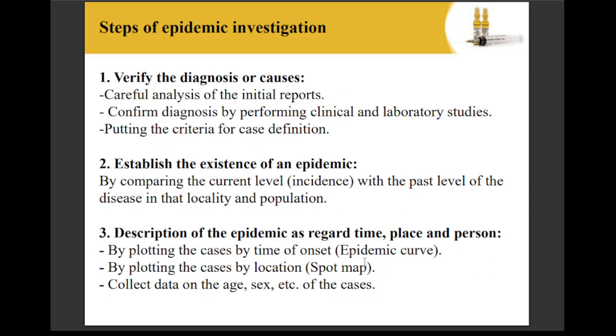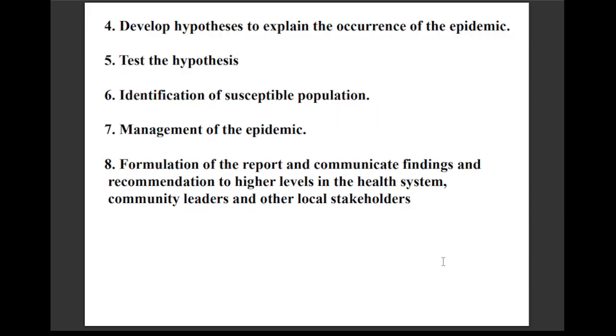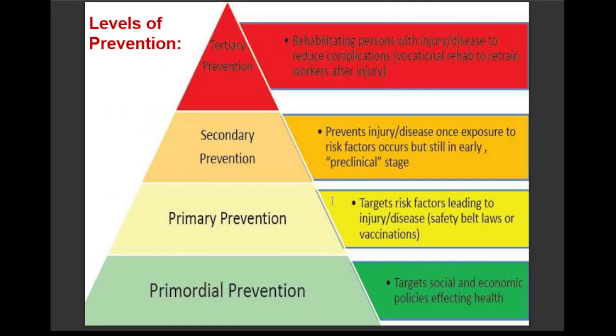Then we have carried out the investigations, we have proposed a hypothesis, we have tested and proved that hypothesis, and later we have come up with a particular report, and those findings have been communicated to the apex agencies, and now they are circulating it to the layman and other groups of people. So that is how this investigation is carried out, as we have studied here. Now, there are different levels of prevention. It can be primordial prevention, which targets the social and economic policies affecting health. So primordial are the common or general types of guidelines.